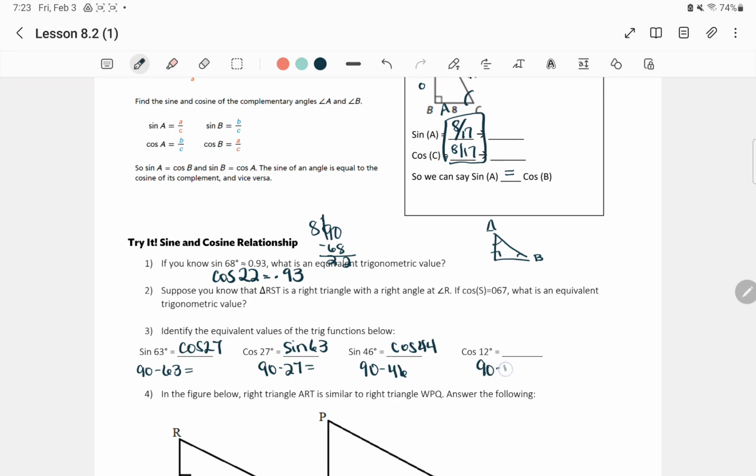And then 90 minus 12 is 78. We have cosine, so we're going to write sine here. So cosine and sine are equivalent, but the numbers are going to be complementary. They're going to add up to 90. Okay.